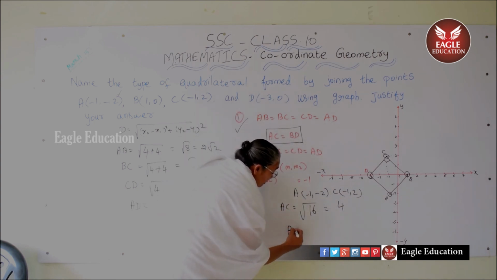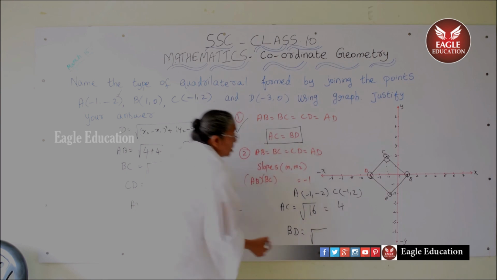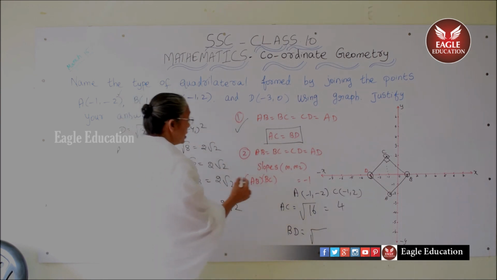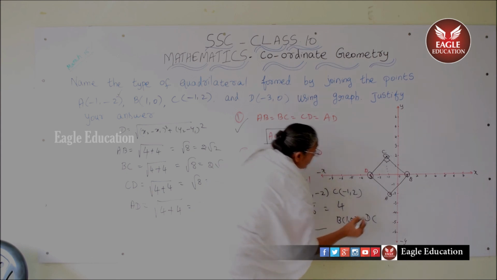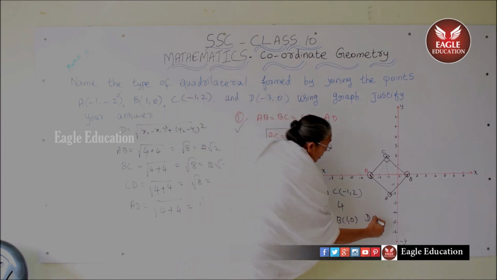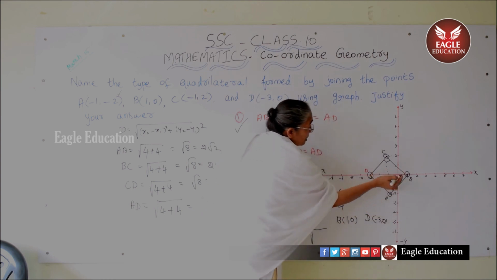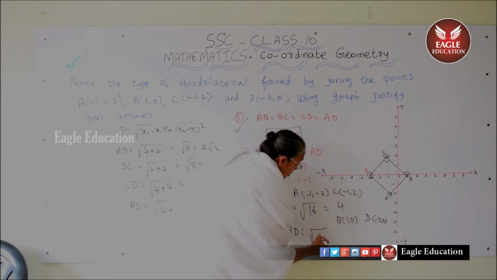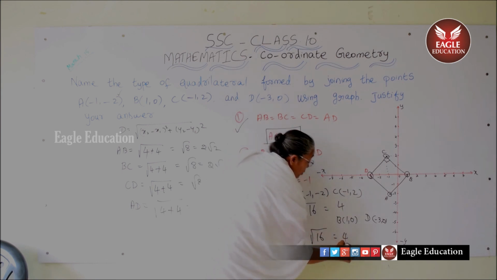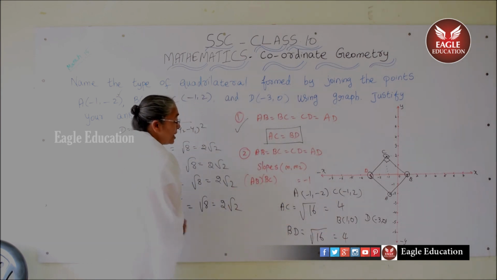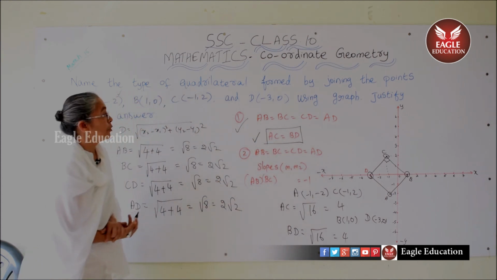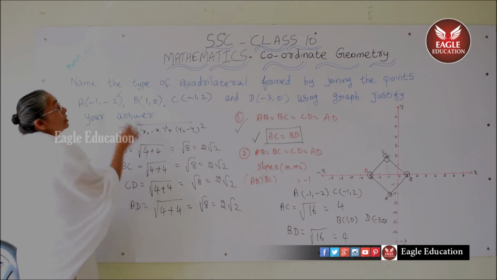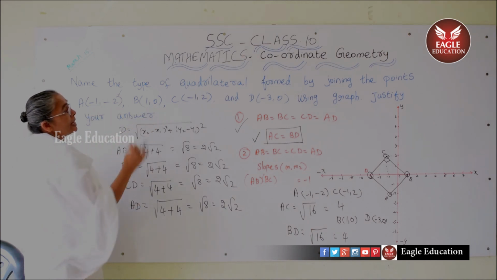Now the length of diagonal BD. B vertex is 1 comma 0 and D vertex is minus 3 comma 0. We can easily find this from the diagram also. This distance is nothing but 4 units, right. Again we get 16, root 16 is 4. So we proved that even the diagonals are equal in length. Therefore, we justified the question that ABCD is a square.